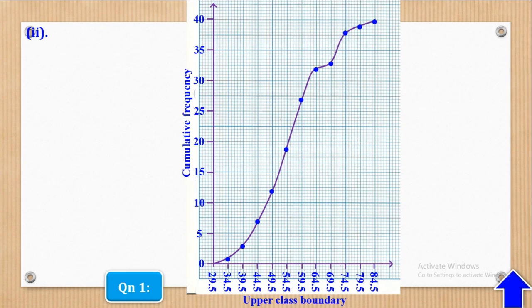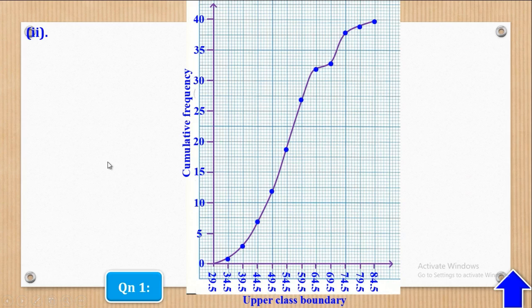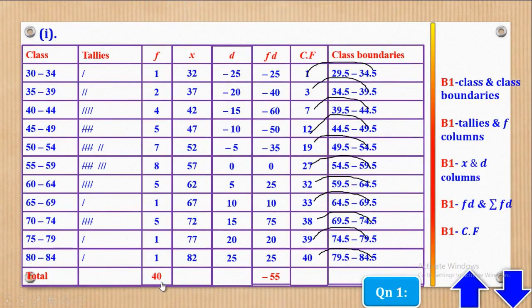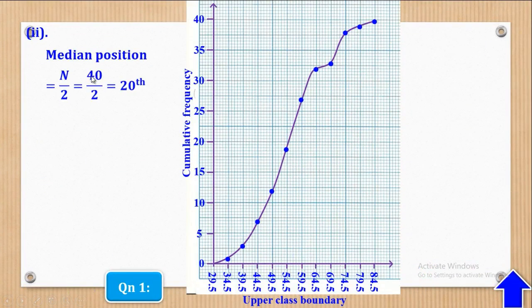So that is our cumulative frequency curve, but they also told us to use it to estimate the median. For you to estimate the median, you have to first get the median position. So I'll say median position is given by the formula capital N over 2, where capital N is total frequency. Remember, total frequency was 40. If you look at this, total frequency was 40 here, so that's what we shall use. So 40 over 2 will give you the 20th position.